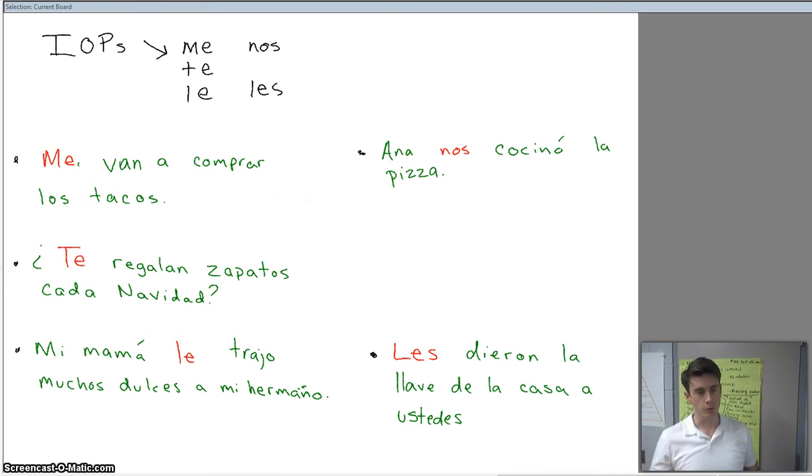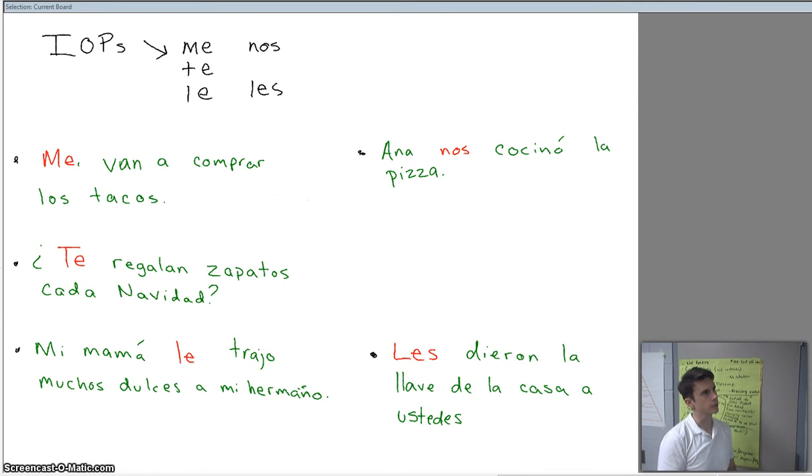Well, IOPs are the people or things, animals, whatever, that benefit from an action being done. So, if I say, I give the pizza to my friend, the direct object is the pizza because it's what I'm giving, and the indirect object is my friend because she or he benefits from the pizza. They get the pizza. Okay? So that's what we're going to be substituting these IOPs for: the person that receives the benefit from the action, that is affected by the action.